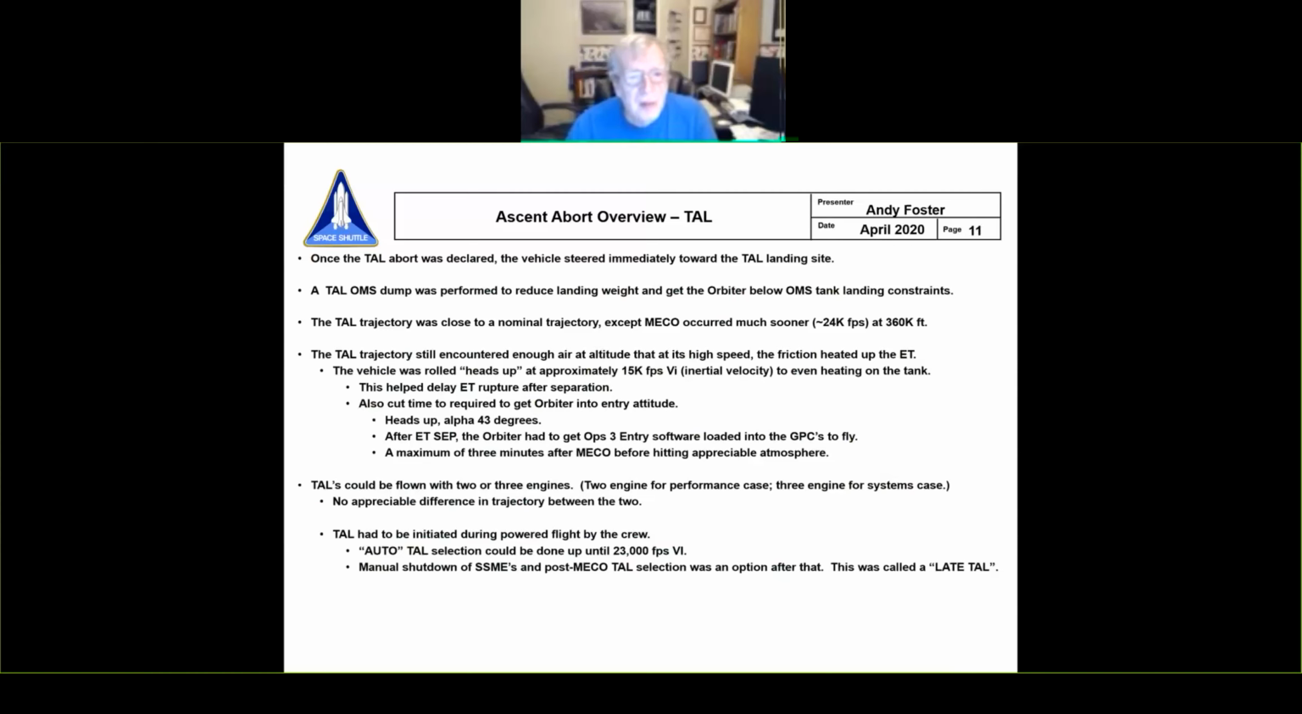So some of this I've already gone over, but once the TAL abort was declared, we steered toward the site. We did the OMS dump to reduce landing weight, get below tank landing constraints. Actually helped your performance a little bit too. And we talked about how the TAL trajectory was close to nominal, but the shutoff was much earlier. For a nominal cutoff, you'd usually see 25,000, 5 to 8, somewhere in that range of thousands of feet per second. And we cut off around 24 for an auto TAL, at 360,000 feet late in the program. Talked about the heads-up roll, why we do that, delayed ET rupture, cut the time to get the orbiter entry attitude, got the Ops 3 software, had only 3 minutes before he hit the atmosphere.